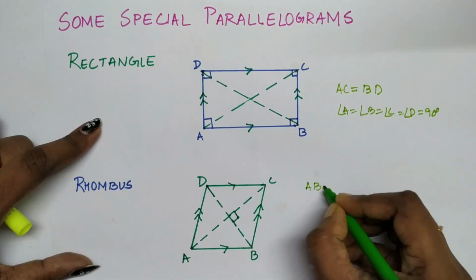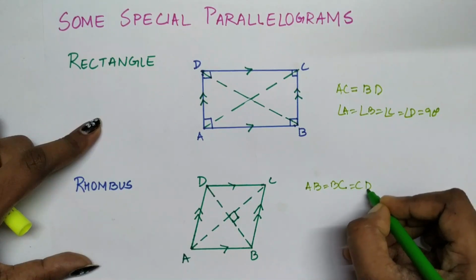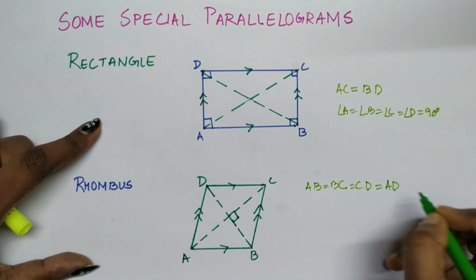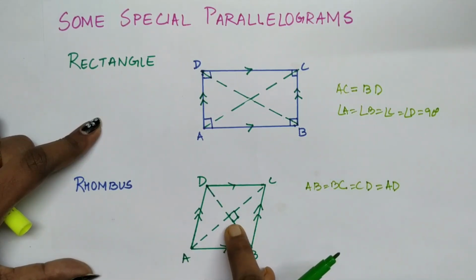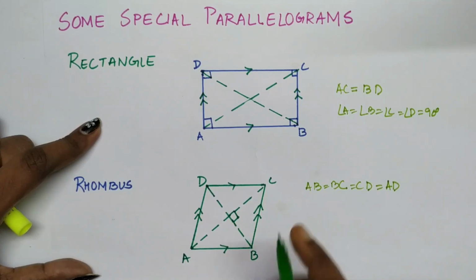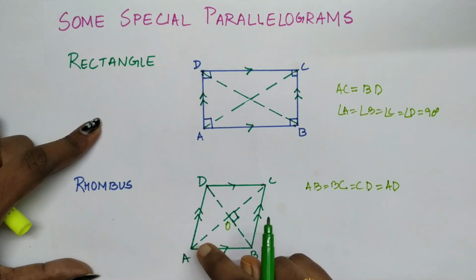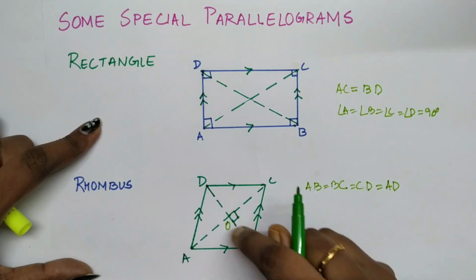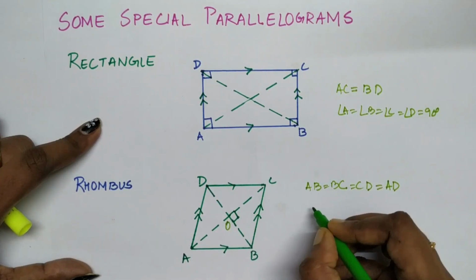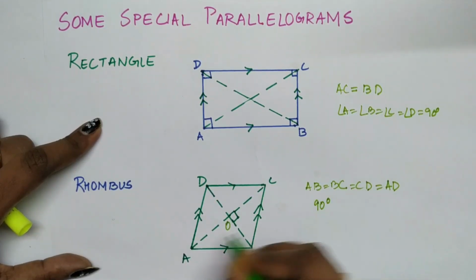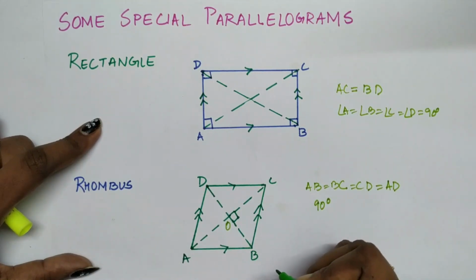So I can write AB is equal to BC is equal to CD equal to AD or DA, and the diagonals of a rhombus bisect or intersect at 90 degree. So here if I call this point O, then angle AOB or angle BOC or COD and DOA all are 90 degree. So the diagonals of a rhombus intersect at 90 degree or at right angles.